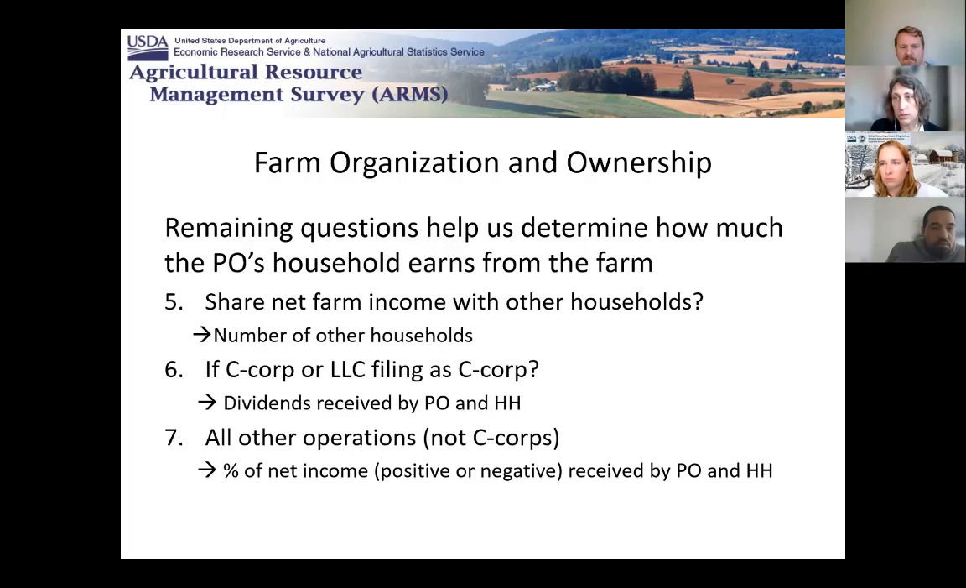The remaining questions also contribute to this, that ask about the share of the net farm income, whether or not the principal operator shares in the net farm income and how many households. And if it's a C corporation, whether or not they're asked to report the dividends that they receive, and that's the income that the farm household receives. And then all other operations that are not C corps are asked to report the percent of the net income received by the principal operator and the household. And that's how we determine how much of the operation's income is received by the household, so that we can add that to the off-farm income to determine total household income.